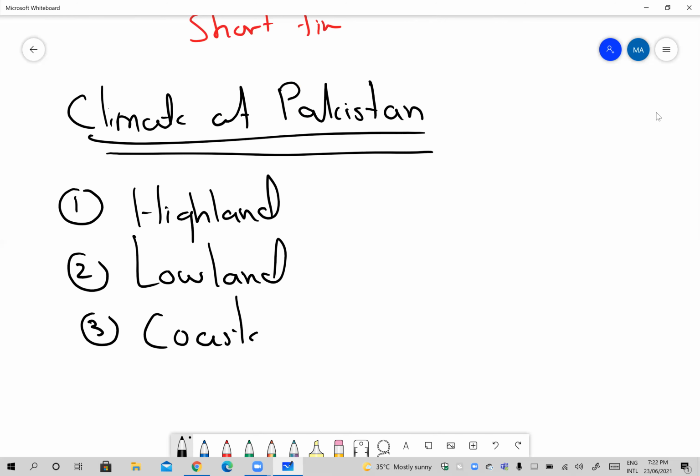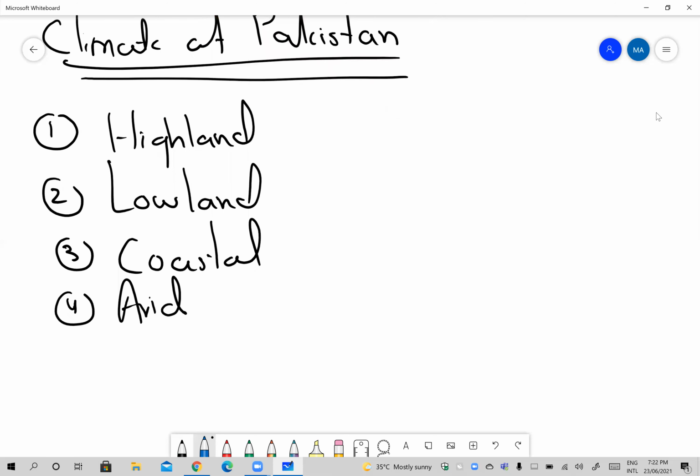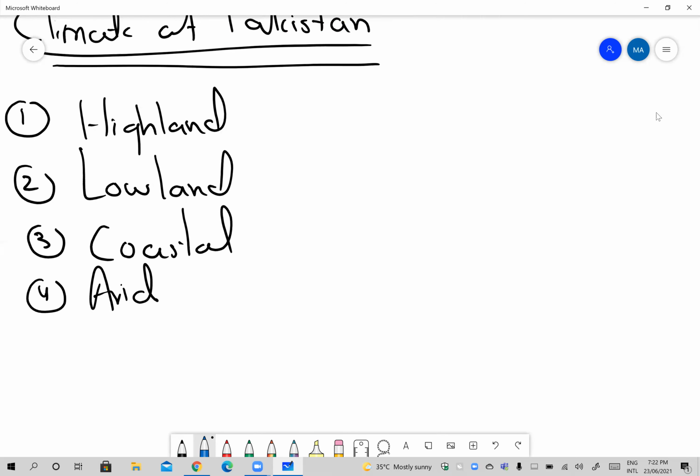Guys, what are coastal areas? Any example for coastal? Yeah, we can say Karachi, near to the sea. Near to the sea, absolutely. Karachi is a perfect example of coastal climates. Okay, so we've divided our entire country into 4 climatic zones.